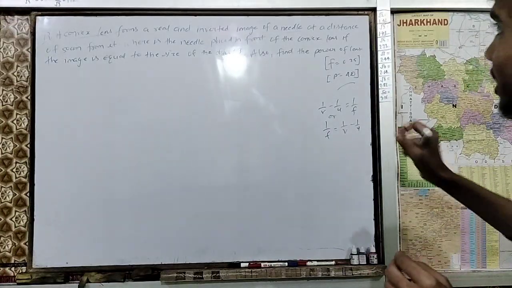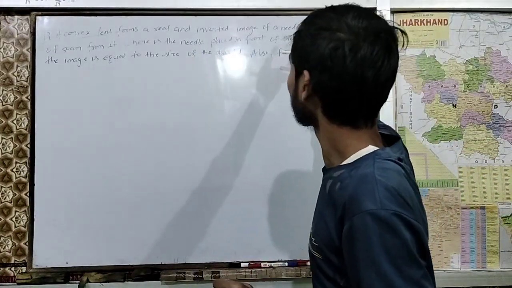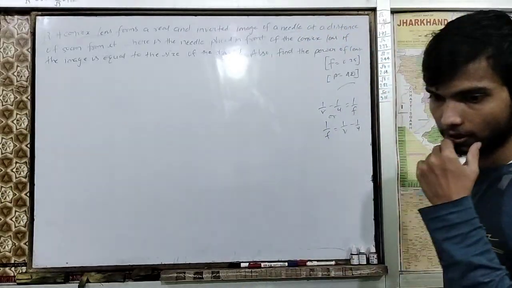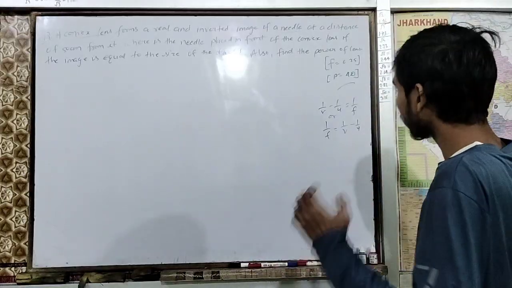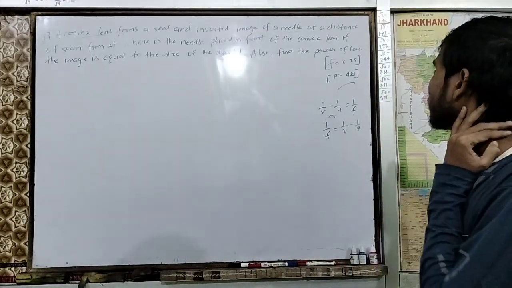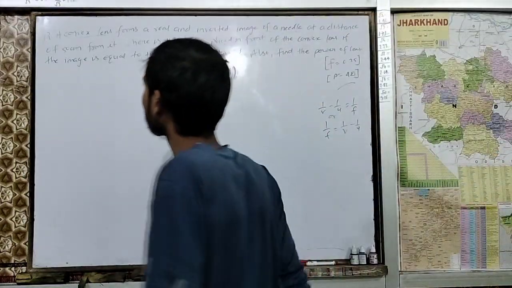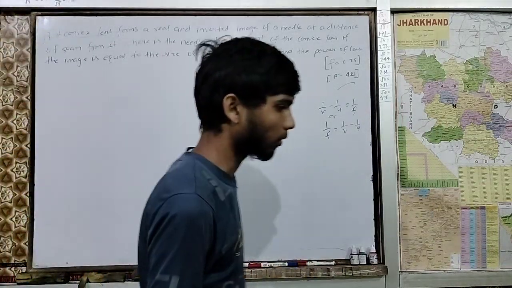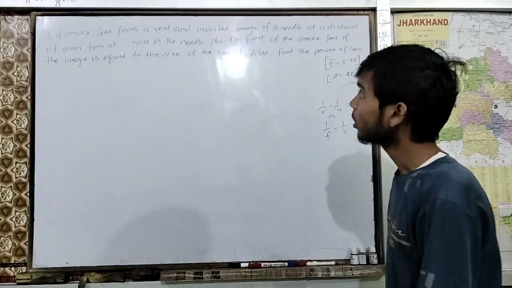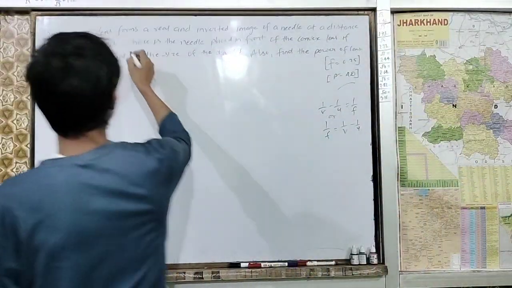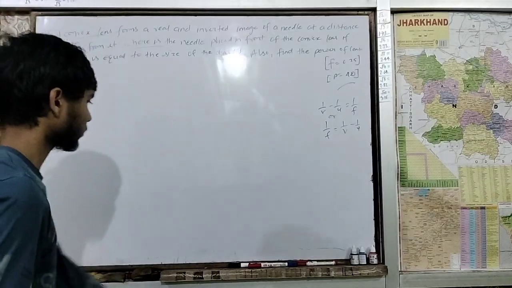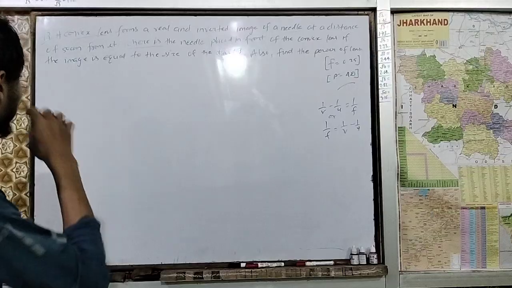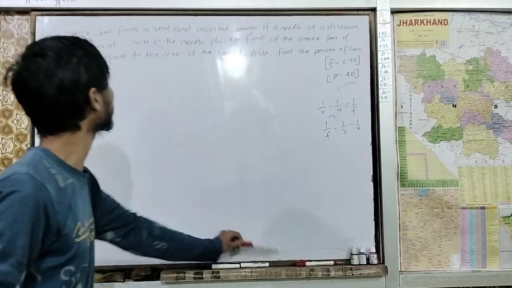So this lens is forming an image of the needle that is inverted and real, meaning it is not forming inside the lens. At a distance of 50 centimeter from it. Where is the needle placed in front of the convex lens, if the image is equal to the size of the object?